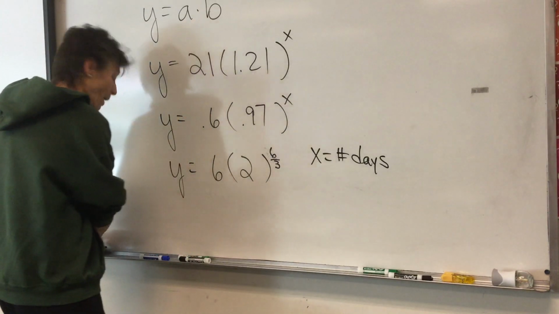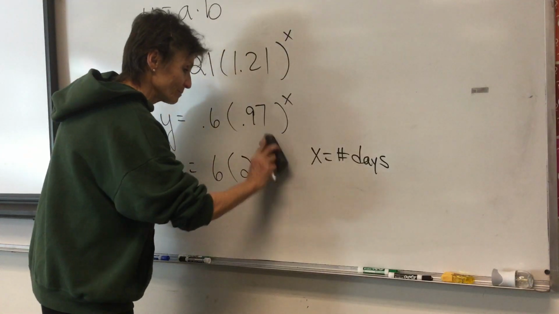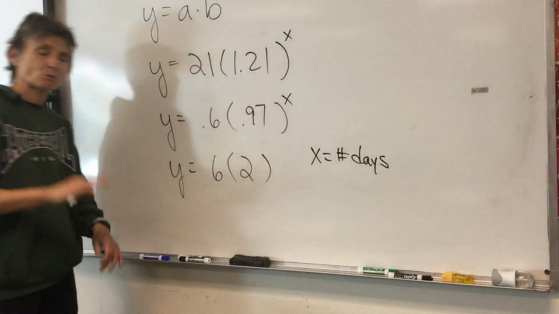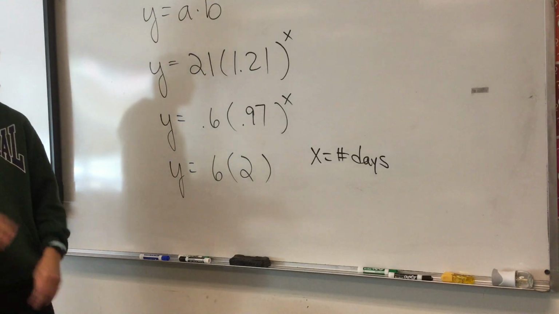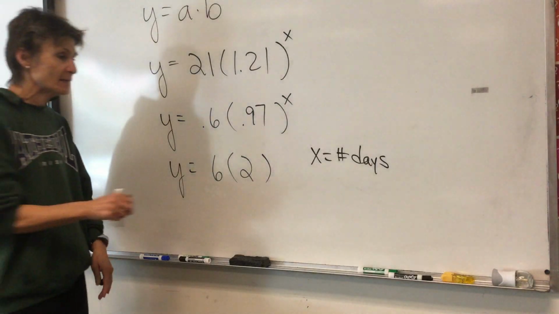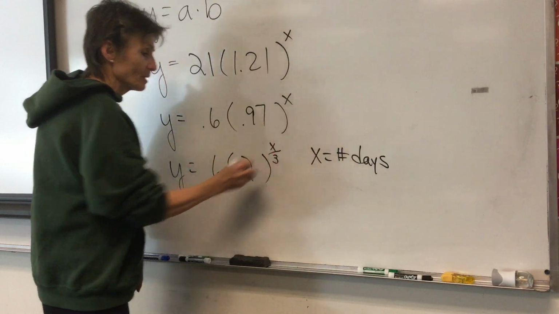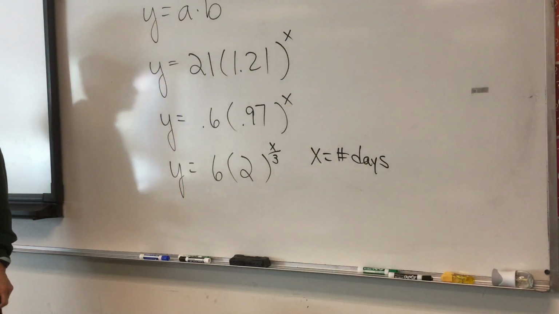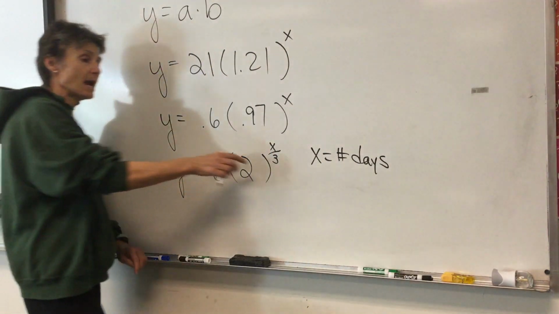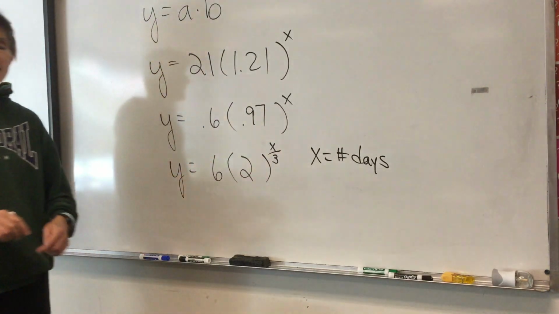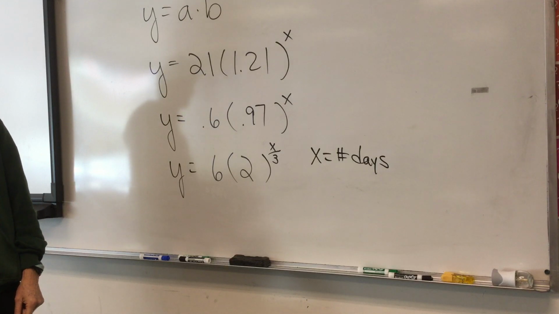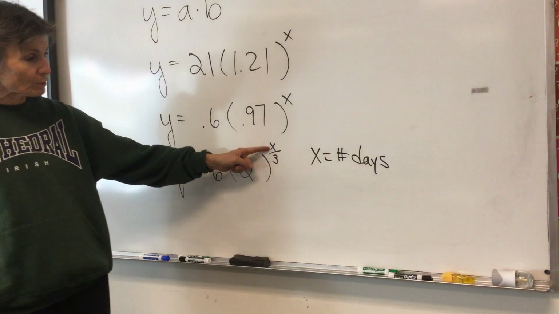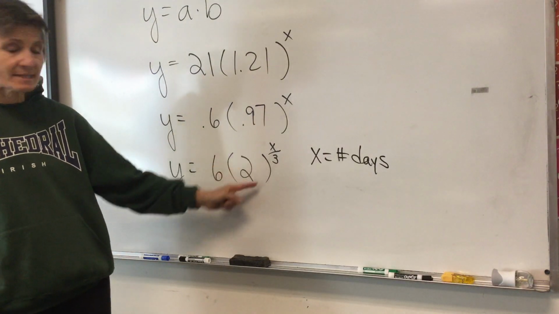So when we have some kind of restriction on the doubling time or quadrupling time, whatever time it is, you're going to divide by that number to create the opportunity, in this case, to double once in 3 days. You'd have to put a 3 here to make this double.